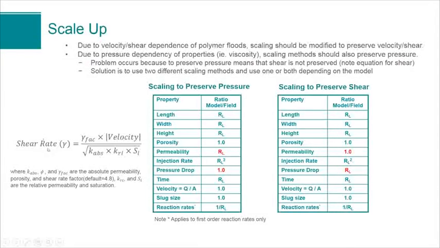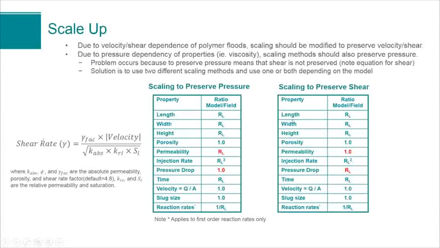So this is the equation for the shear. You see it's proportional to velocity, and permeability is down here. So this method here to preserve pressure does not preserve shear, because permeability is scaled by this RL number. So then we have another method here where these two are reversed essentially. This one will preserve permeability, so that in this case shear is preserved, but then pressure is not preserved.